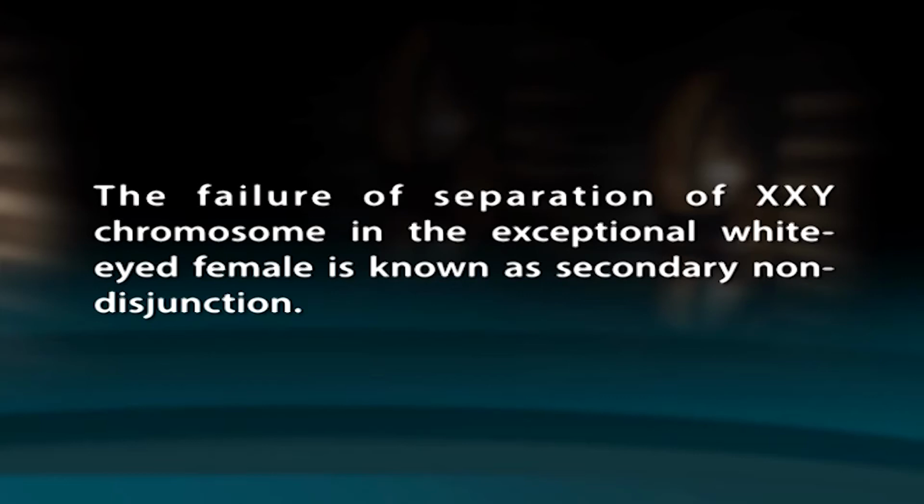Next, Bridges crossed the non-disjunction white-eyed female represented by XXY with a normal red-eyed male represented by XY. Here also the XX chromosome failed to separate from one another. The failure of separation of XXY chromosome in the exceptional white-eyed female is known as secondary non-disjunction.